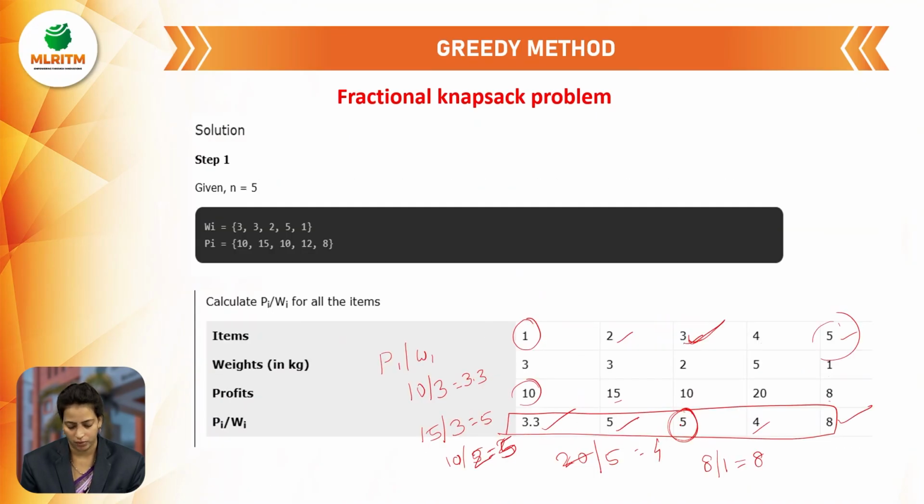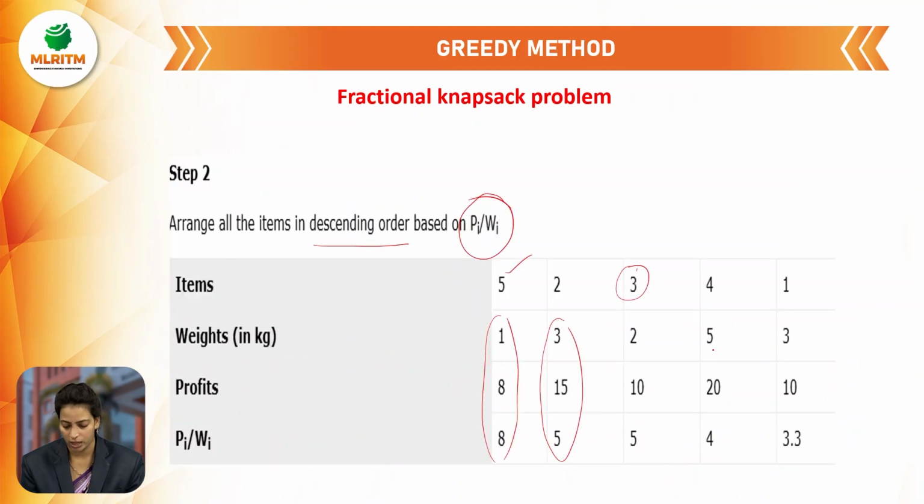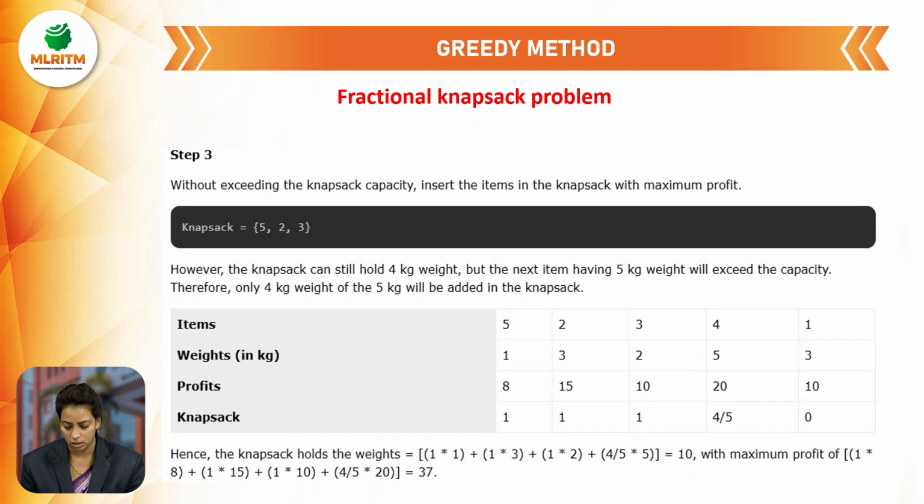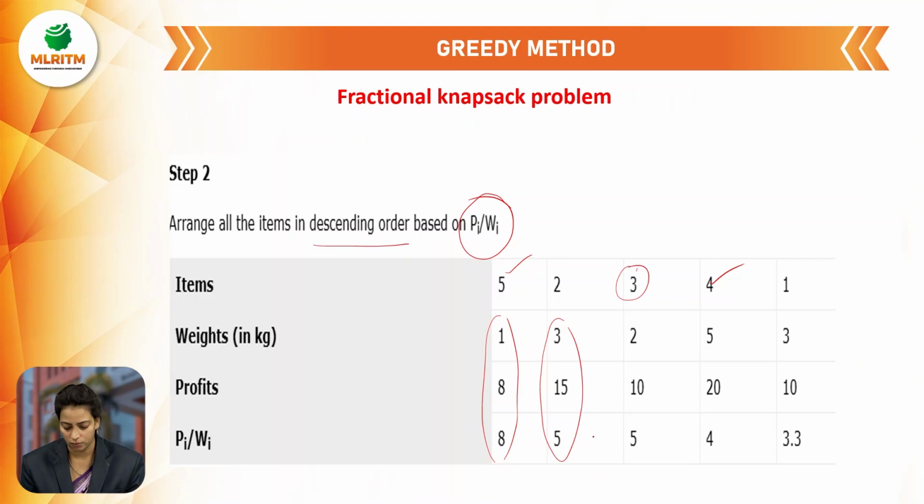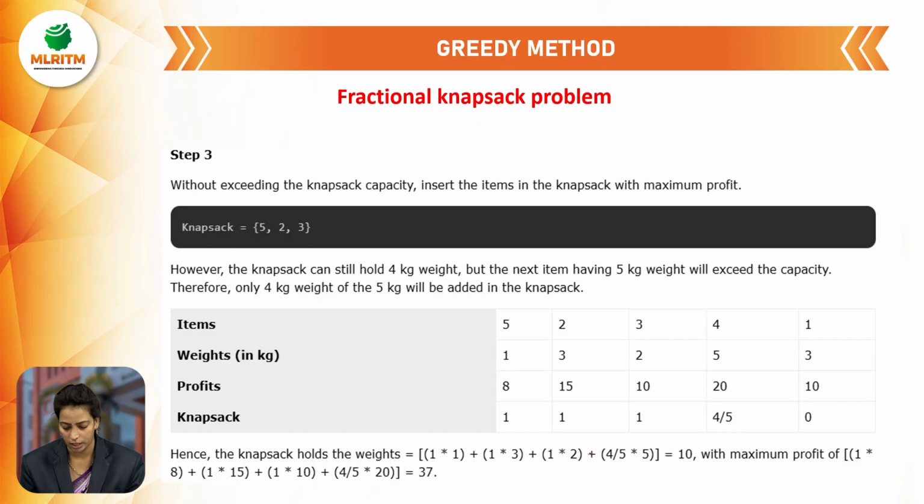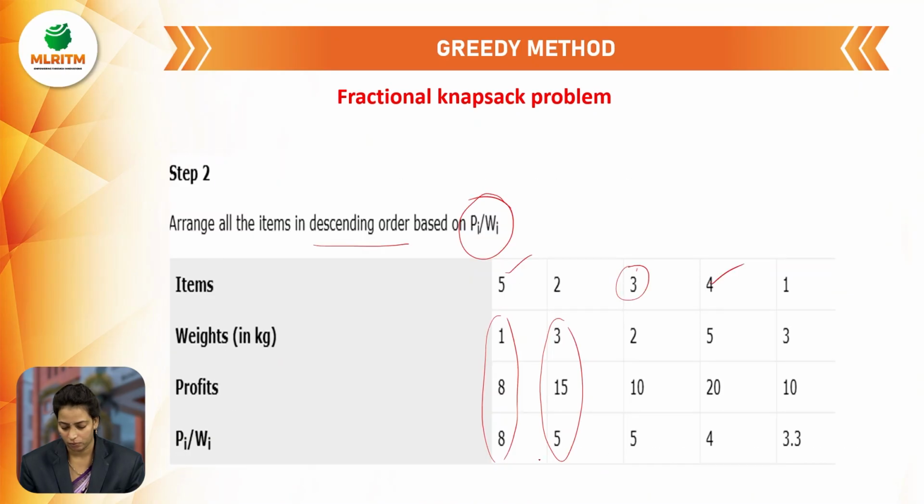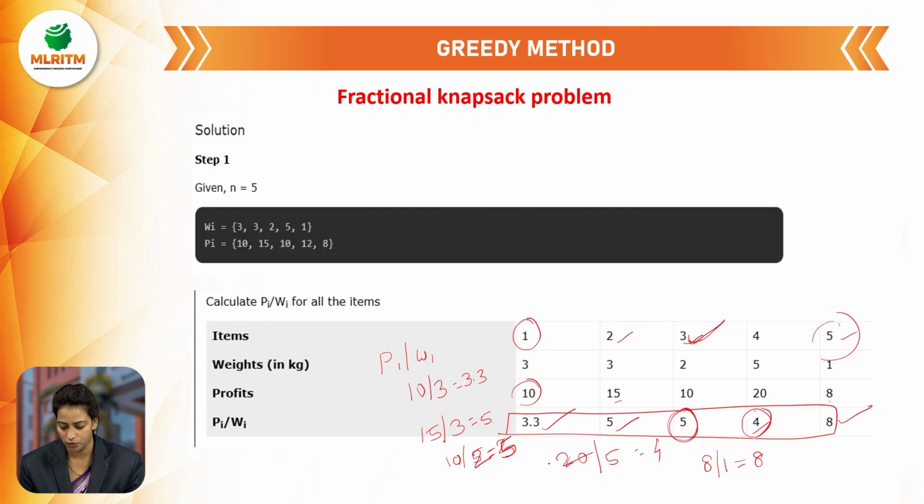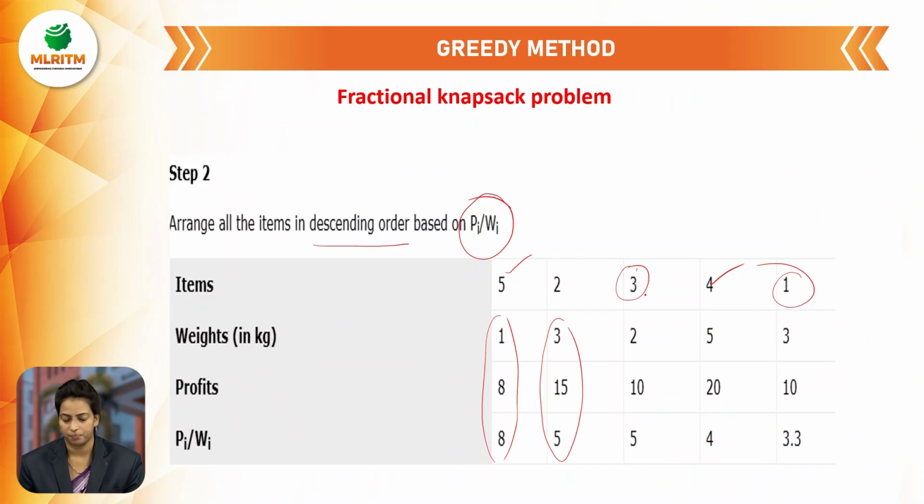2, 10, 5. Next one is, which one is highest one? So 4. Corresponding item is 4. Next place 4th. Next which one is highest? Next one, which one is highest? First item. So first item.